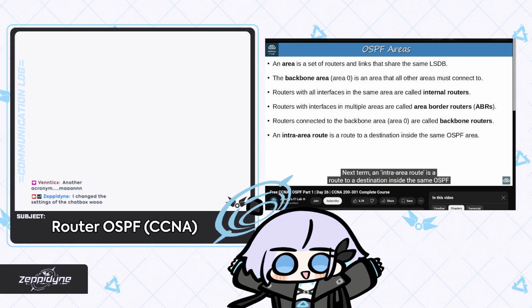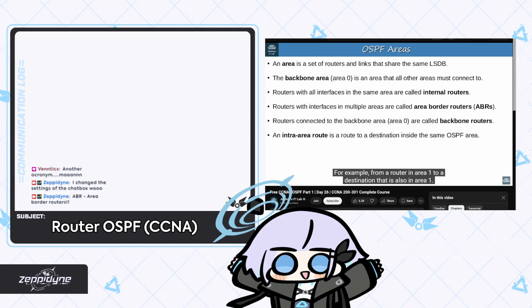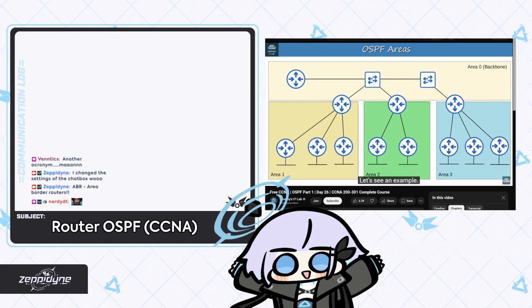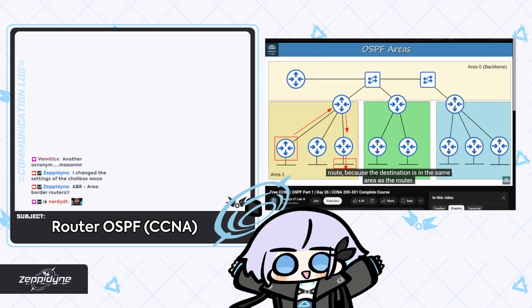Next term, an intra-area route is a route to a destination inside the same OSPF area. For example, from a router in Area 1 to a destination that is also in Area 1. Let's see an example. For example, this router learns a route to this subnet. It is considered an intra-area route because the destination is in the same area as the router.